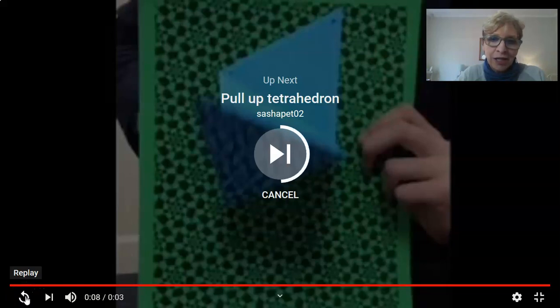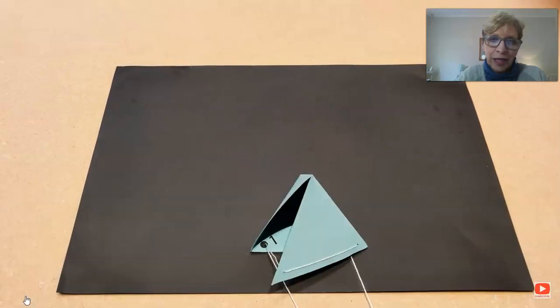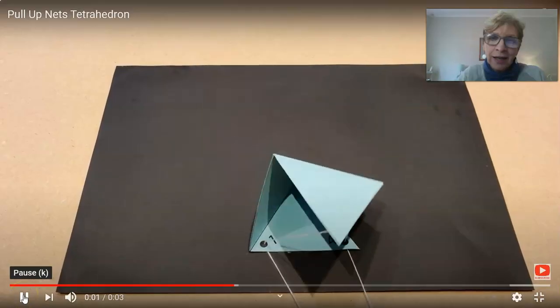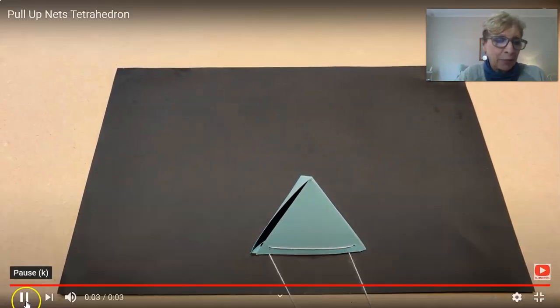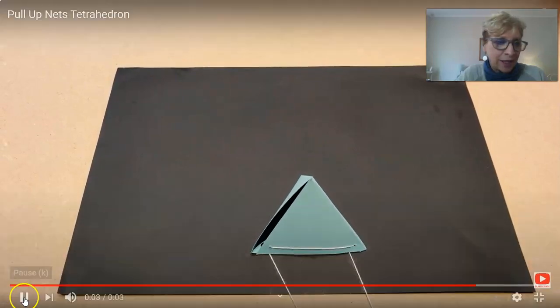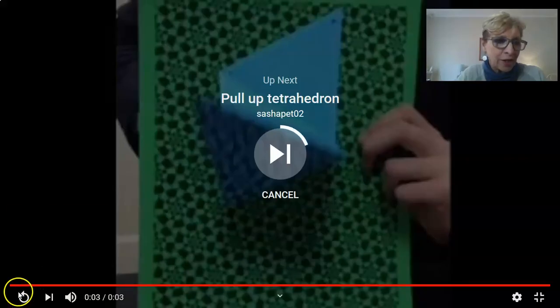Watch it. Pulling it up, and with the string and the holes, we'll do it again. And there is our triangular pyramid. Let's do it one more time. I think that's so fascinating. It's such a cute activity to do.